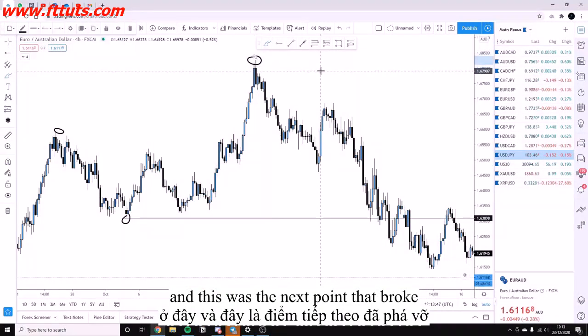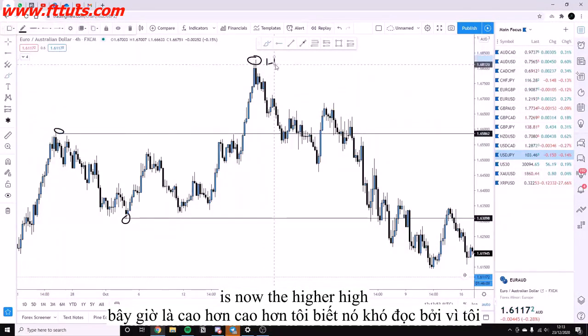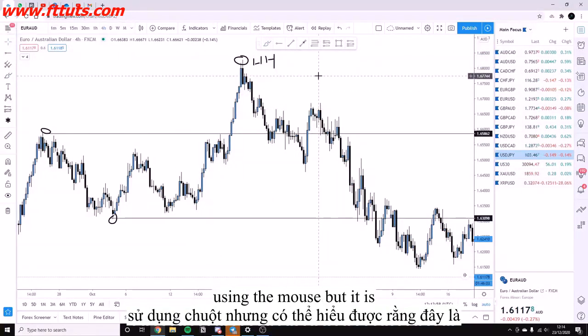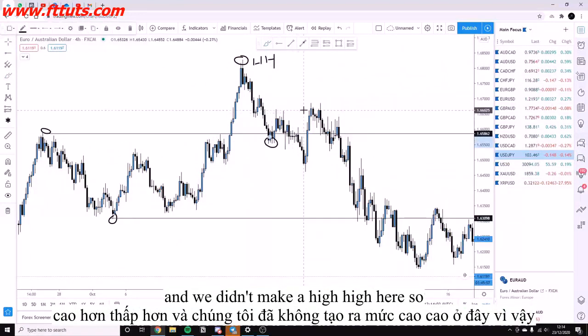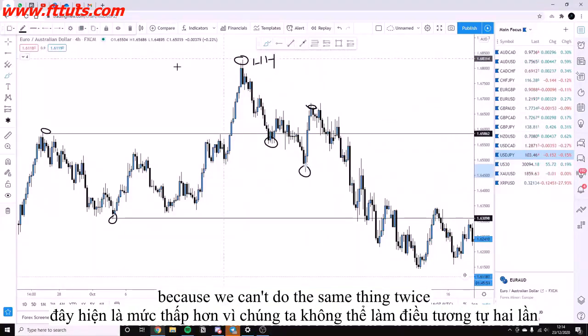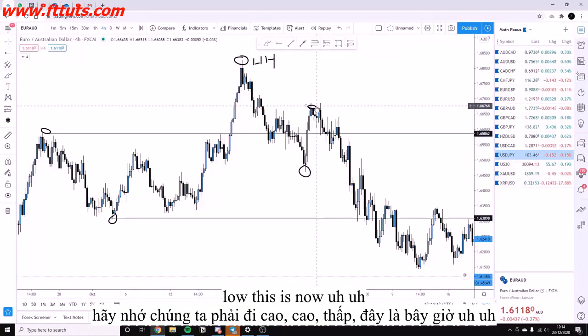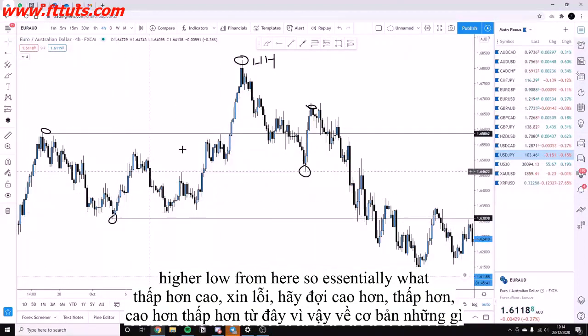This was the next point that broke our previous high, which is here. So this is now the higher high. I know it's hard to read because I'm using the mouse, but it is understandable. Potentially this was the higher low, and we didn't make a higher high here, so this is now our higher low. Because we can't do the same thing twice, remember we have to go higher high, higher low. This is now our lower high, sorry. Wait, higher low, yeah, so higher low from here.